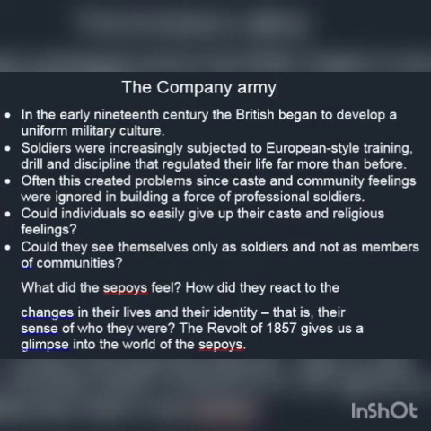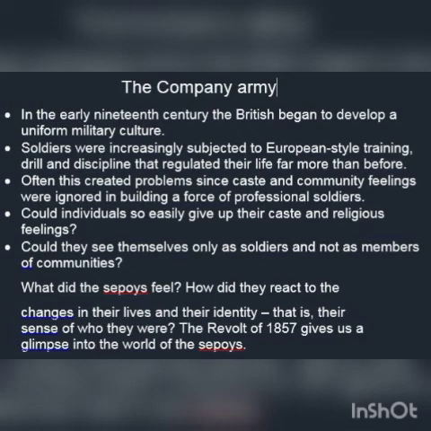Soldiers were increasingly subjected to European style training, drill, and discipline that regulated their life far more than before. Often, this created problems since caste and community feelings were ignored in building a force of professional soldiers. Therefore, could individuals so easily give up their caste and religious feelings? This is for the soldiers who were serving in the British Army. Could they see themselves only as soldiers and not as members of communities?